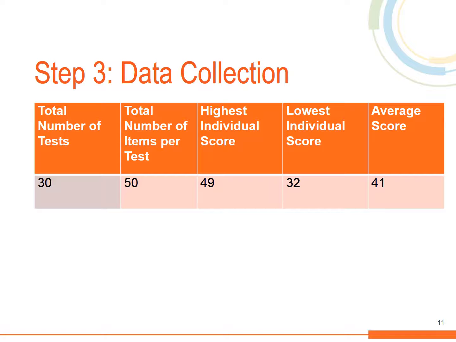The lowest individual score is a 32 out of 50. That could be much worse. We know that no students in this class got a 10 out of 50. That's good news. So it just gives you a little bit of a snapshot which you can then use to make decisions later.